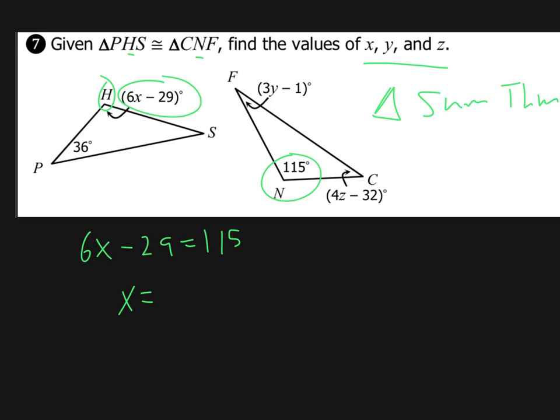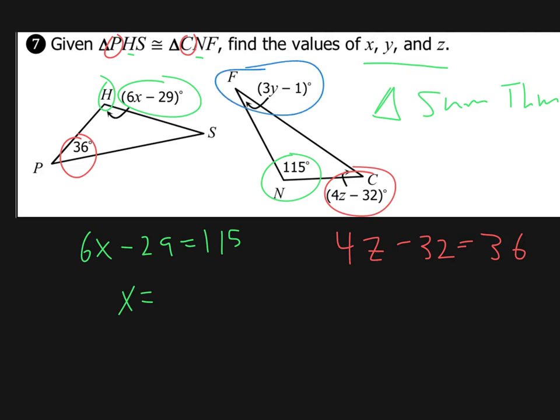Next, we move on to angle P over here is 36 degrees. That's the first angle over here, angle C. Angle C is dealing with letter Z. So 4z minus 32 is equal to 36. Now what about this angle F? That's dealing with the y. So I have 3y minus 1 is equal to something.